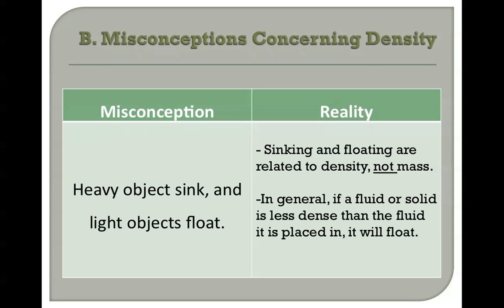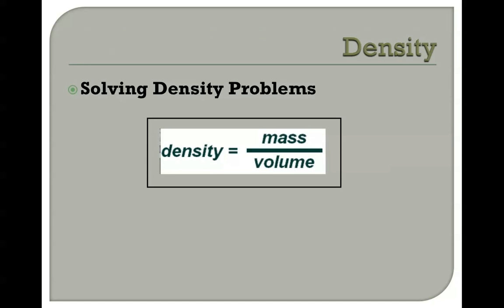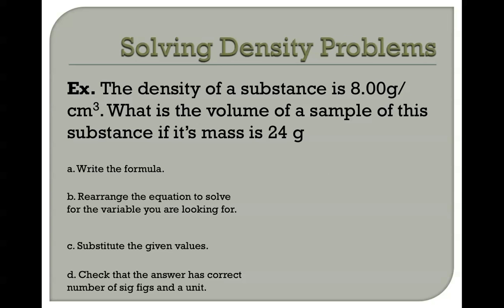So it's how they relate to each other, depending on the object and then the liquid that we're putting it into. Alright, so solving density problems. Density is going to be mass divided by volume. So again, that ratio of mass to volume. And we're going to go through an example. So here we have the density of a substance is 8 grams per centimeters cubed. What is the volume of a sample of this substance if its mass is 24 grams? So we're given density and we're given mass, so we're looking for volume.